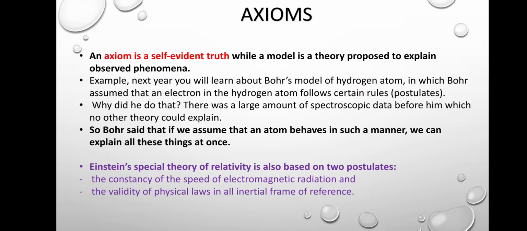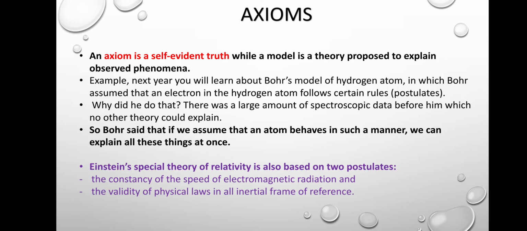Now, next is axioms. An axiom is nothing but a fact. It's a self-evident truth. Right? So an axiom is a self-evident truth, while a model is a theory proposed to explain the observed phenomenon. So hypothesis is there, axiom, we know the facts, and we need a model to express it. Correct? So hypothesis, axioms and models come in one go.